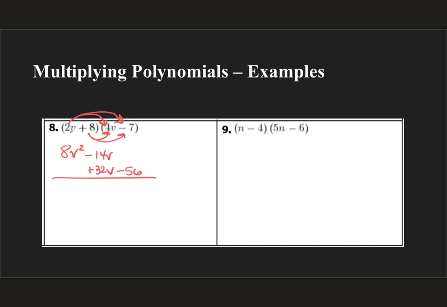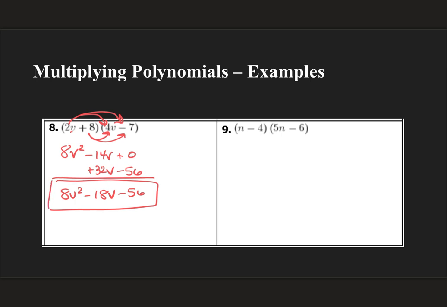So this is kind of like the same thing we did with adding and subtracting. If you want to, you can add a plus 0 there just to help you keep the place. But we're just adding these now. So we have 8v squared, and then 32 minus 14 is 18v, and then minus 56. All right, and that's our answer.